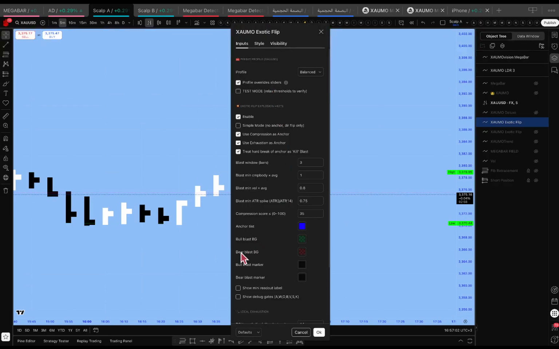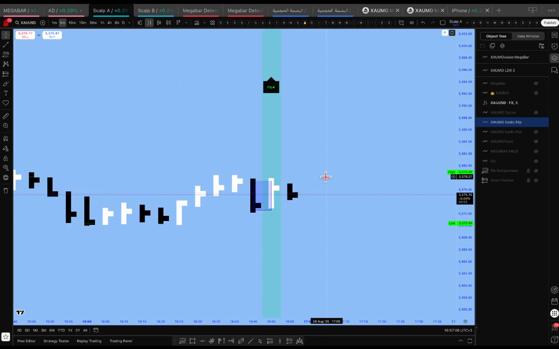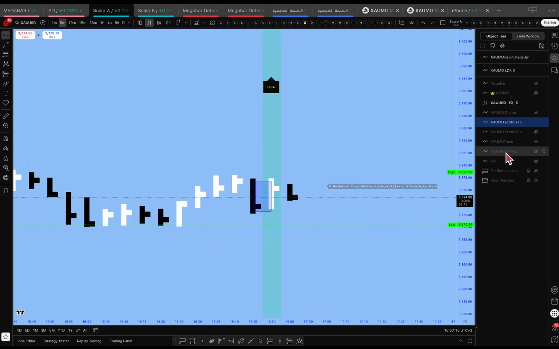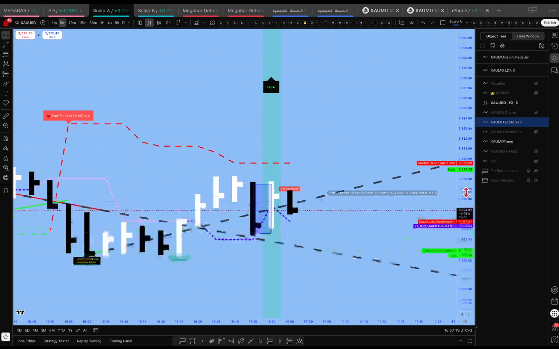Yes, whatever you want. So you know where it will have a flip. And the profile is balanced, 35 spikes, 1.4 body. It gives you where you want to find. And this is the XAUMO trend. The XAUMO trend shows you, if you cross this level, this is the most resistance.